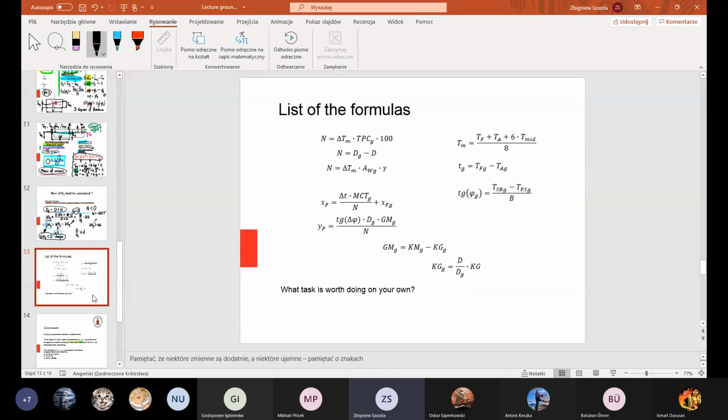Okay. It seems to me that that's all. Fine. So if you need formulas, you have a set of formulas for your convenience. And the next slide is conclusion.